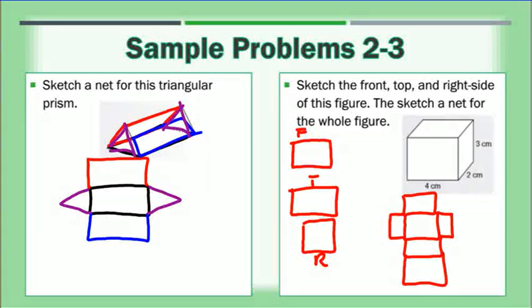And so if I were to label these, this would be the top, this would be the front, this would be the bottom, this would be the back, and then this is the left, this is the right panel. Now if you were to fold those, you would end up with that rectangular prism.